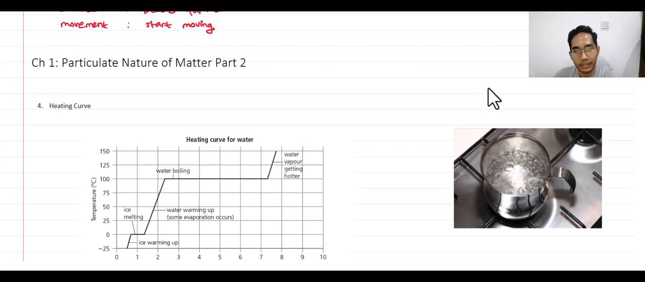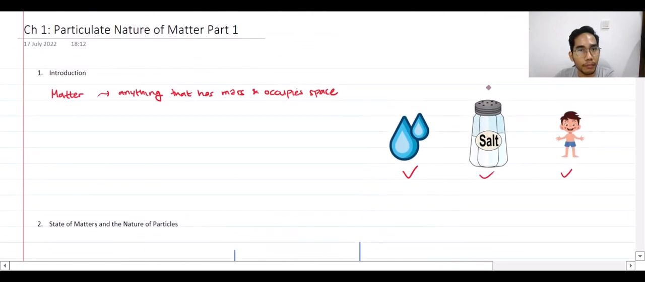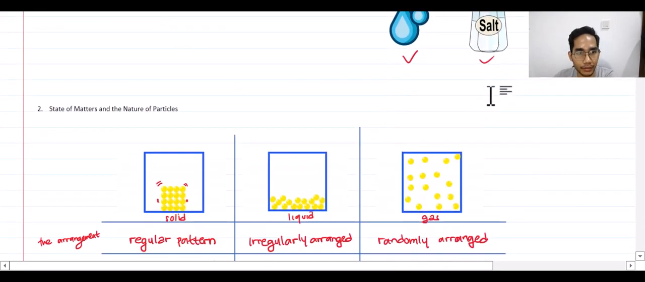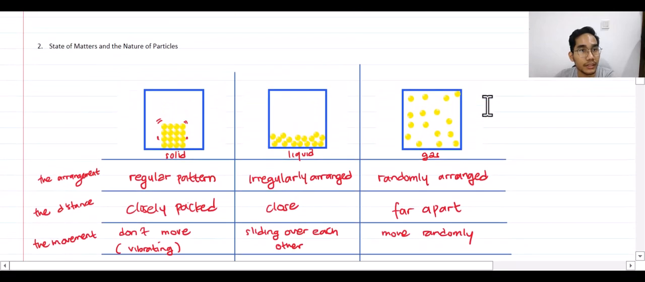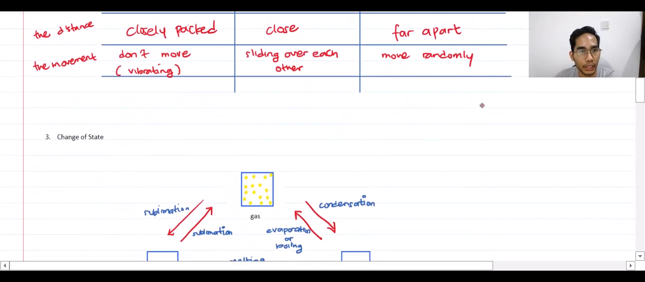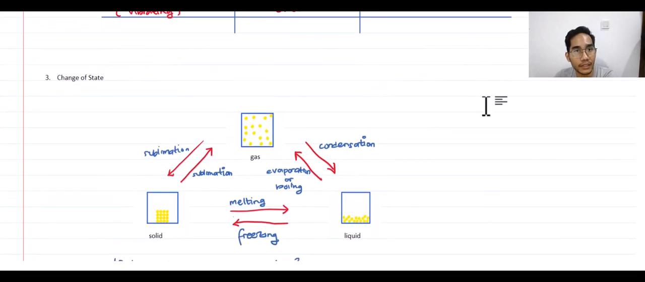Okay, now in this video, we're going to continue our discussion about chapter 1, which is particulate nature of matter. So this is part 2, okay? Now, in part 1, we already learned about what is matter and what are states of matter and how they behave, how the particles behave, and also the change of state and what happens to the particles when there's a change of state.